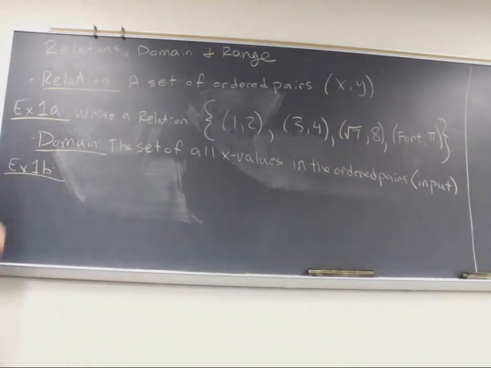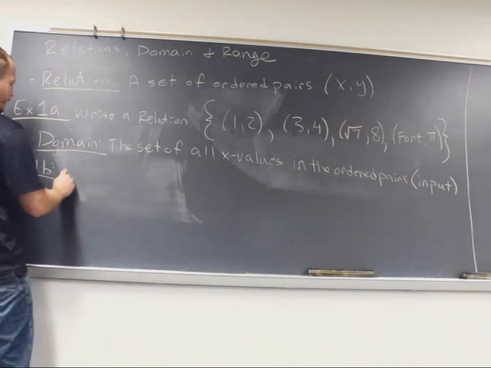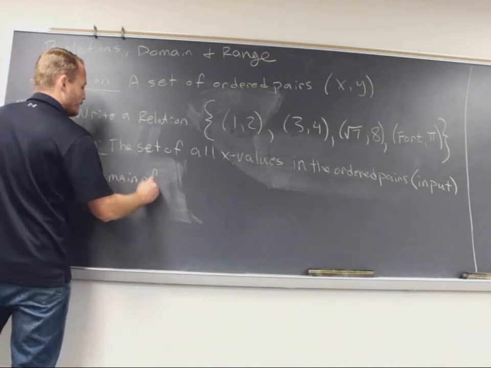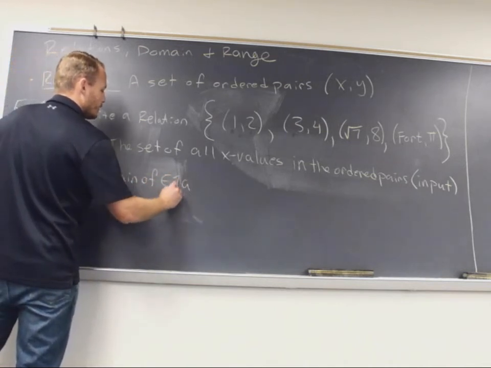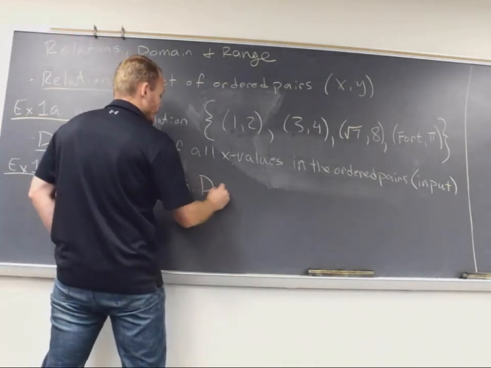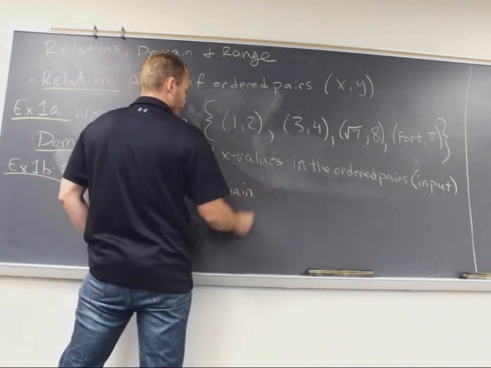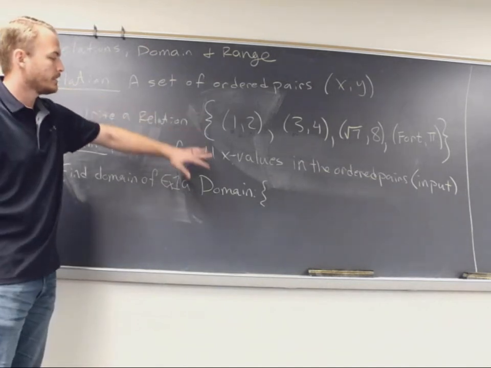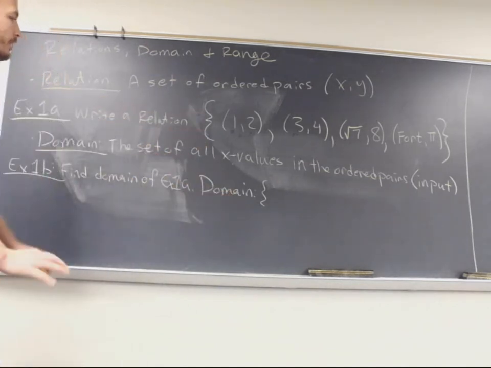So example 1b. Find the domain of example 1a. All right, and again, this is relatively simple. It's just knowing how to format it, how to actually write it out. So there are several ways you can write it. This is easiest here. Domain, and open another squiggly bracket. And the squiggly brackets don't have to be perfect like this every time, as long as it's something along those lines. Don't let that throw you off.